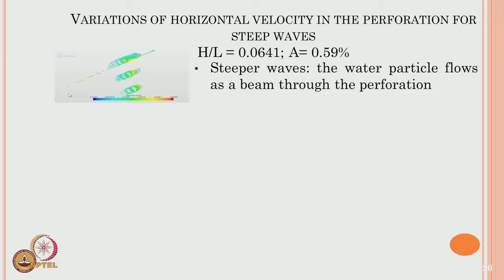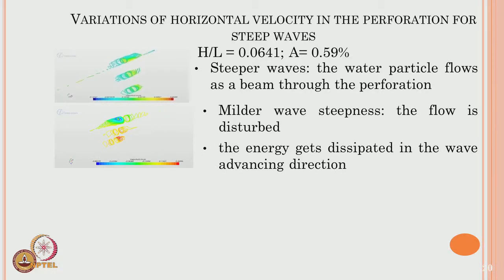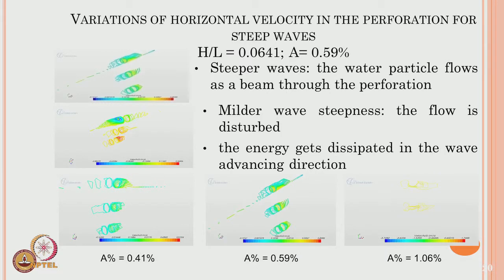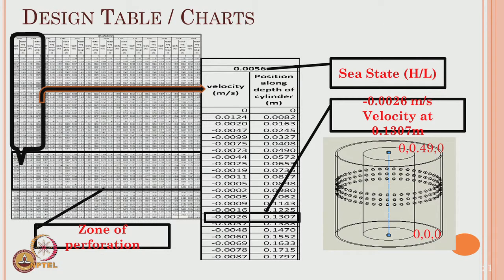Again this has been done for different perforations, for steep waves also, steeper waves, mildly steeper waves and so on. Of course, this variation was not very promising when you go for steeper waves. We also tested it for different area perforations varying from 0.41 to 1.06, because that is the literature window which people have attempted already, therefore it has been tested.